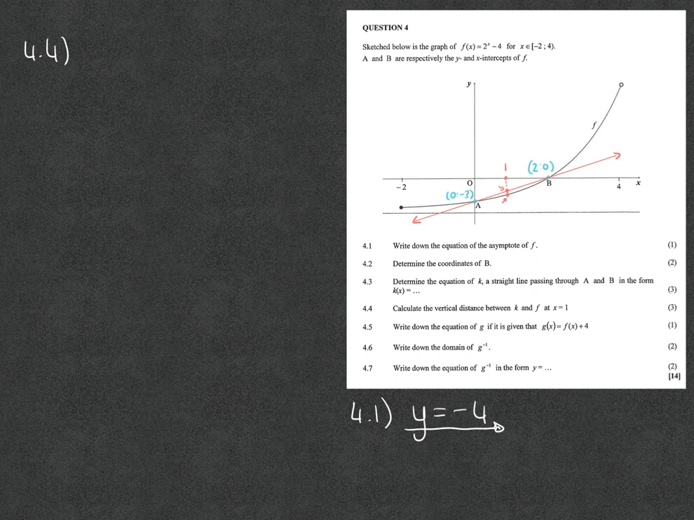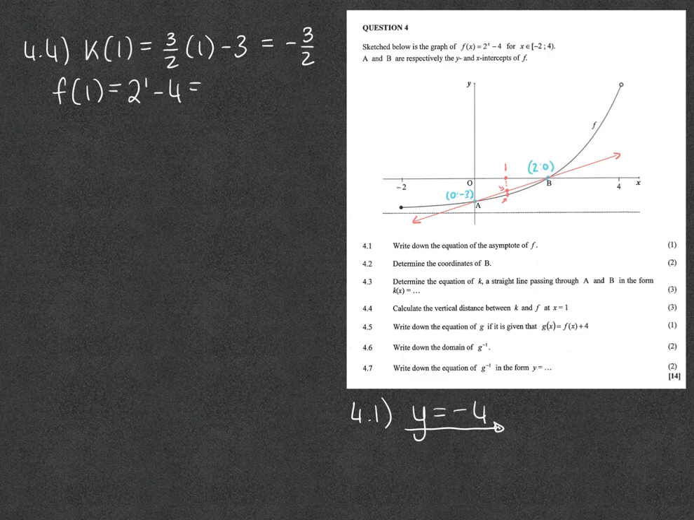So we are going to say k of 1 equals 3 over 2 times 1 minus 3. That is going to give me 3 over 2 minus 3, which is minus 3 over 2. And then f of 1 equals 2 to the 1 minus 4, which is equal to 2 minus 4, which is minus 2. And then all we are going to do now, because we're dealing with distances, guys, is remember you can't get a negative distance.